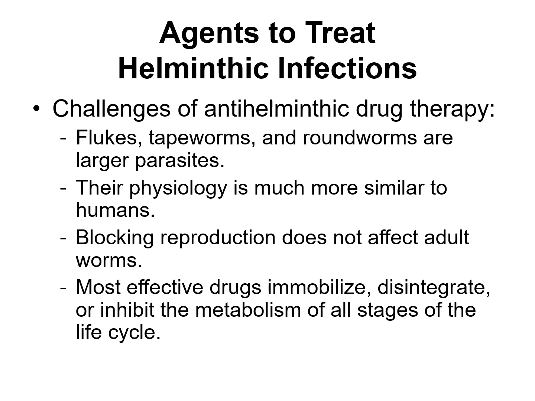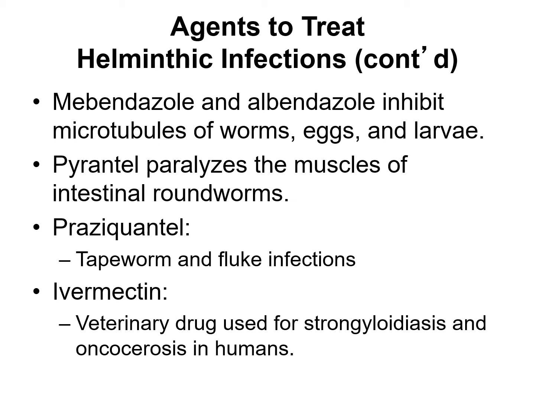So blocking reproduction does not affect adult worms. It affects the other stages, but not the adults. So the most effective drugs immobilize, disintegrate, or inhibit the metabolism of all stages of the life cycle. So mebendazole and albendazole inhibit microtubules of worms, eggs, and larvae. Please don't get these confused with the azoles that are antifungal, but they happen to have azoles at the end as well.